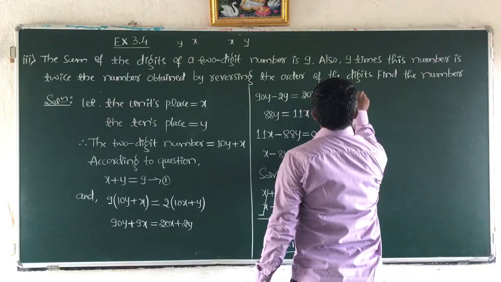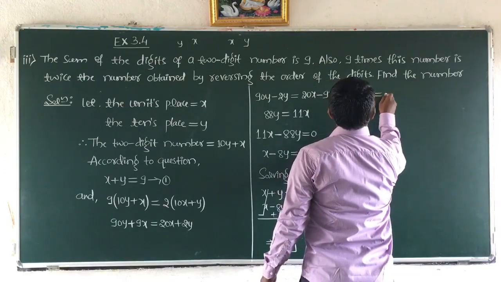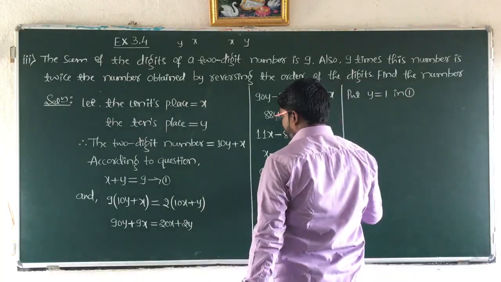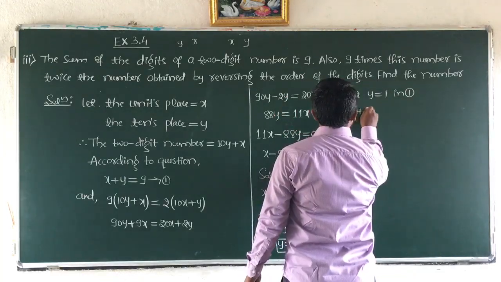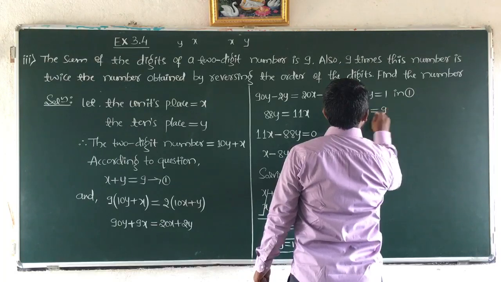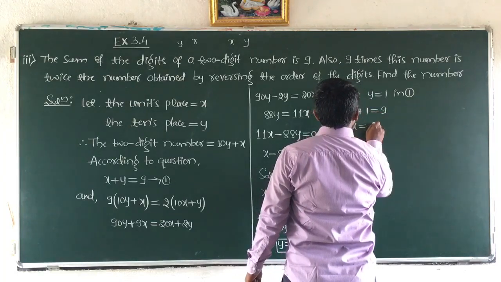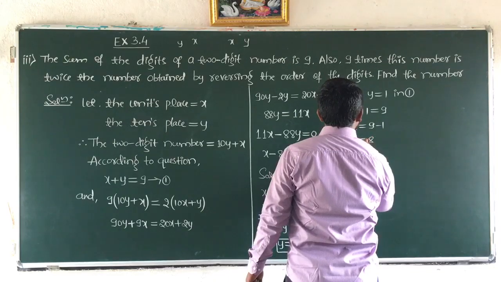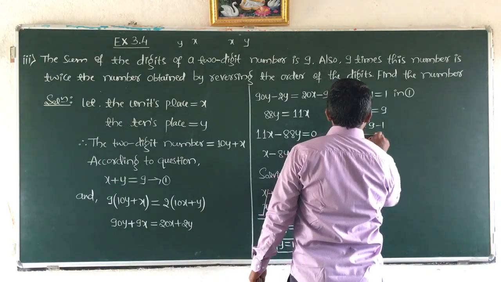Now substitute y equal to 1 in equation number 1. So x plus 1, which is equal to 9, x is equal to 9 minus 1, x is equal to 8. So we have got the value of x as well.